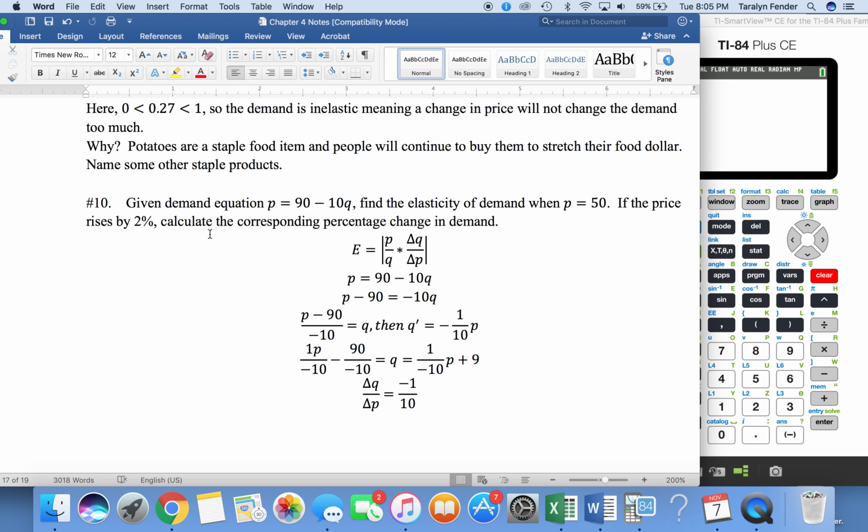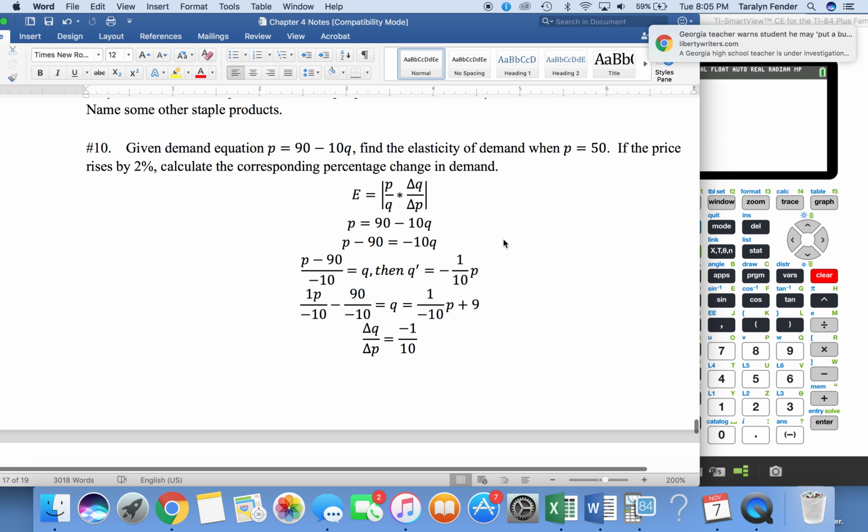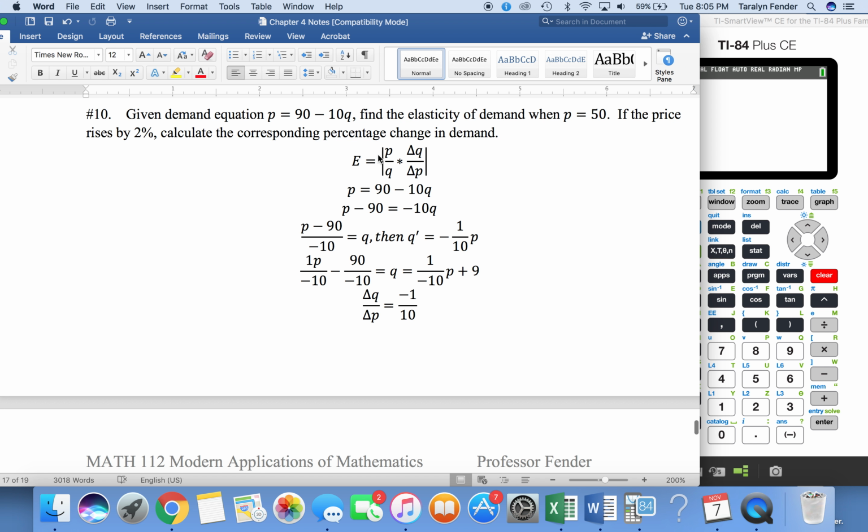Number 10, here is a demand function. Find the elasticity of demand when P is 50. If the price rises by 2%, calculate the corresponding percentage change in demand. So we have our formula here. We have the price equation. So we're going to rewrite the equation so that Q is equal to something so that we can get the derivative.